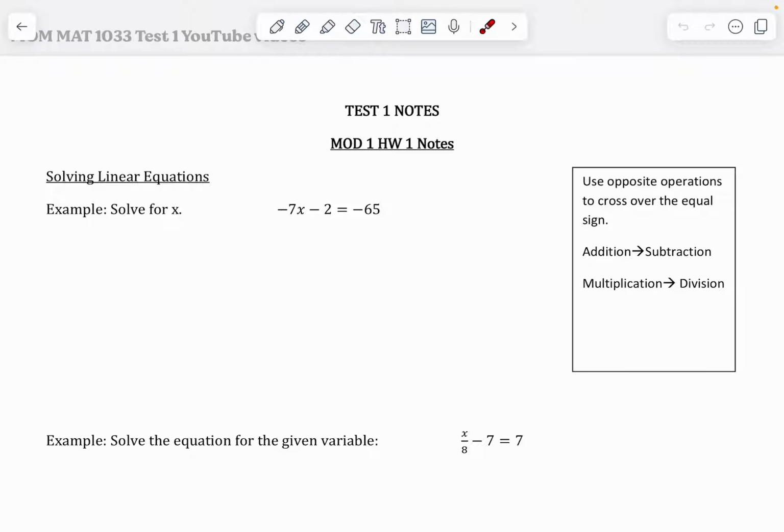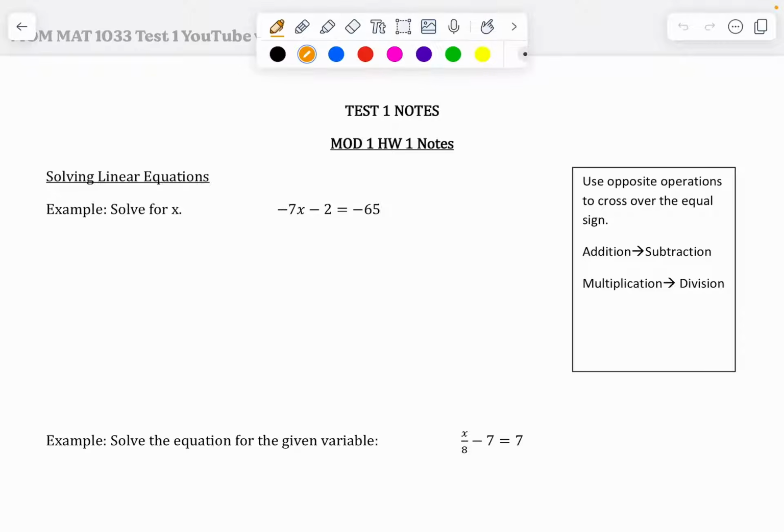So the first thing we're going to do is solving linear equations. When we're solving an equation, we're going to use opposite operations to cross over the equal sign. Anytime you have addition, to cross over that equal sign, you have to use subtraction. And anytime you have multiplication, you're going to use division to cross over that equal sign.